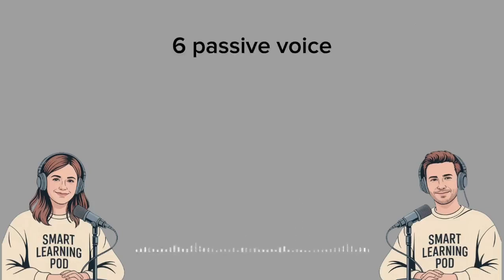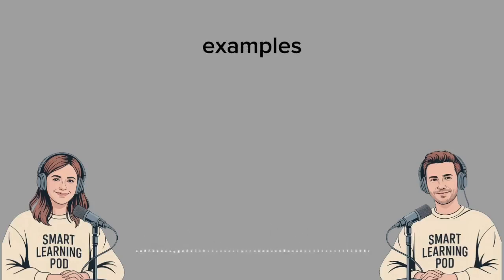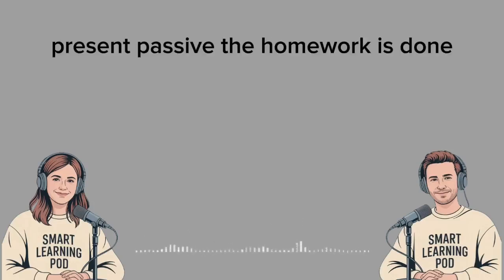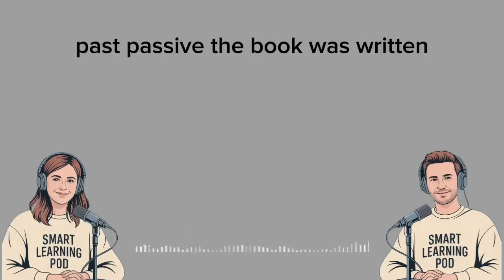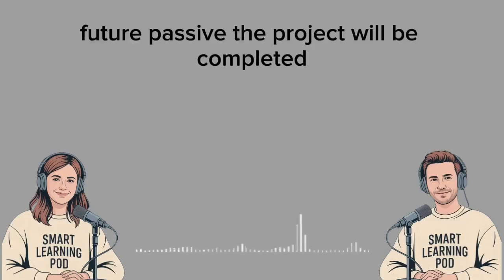6. Passive voice. Be is used in passive voice with be plus past participle. Examples. Present passive. The homework is done. Past passive. The book was written. Future passive. The project will be completed.